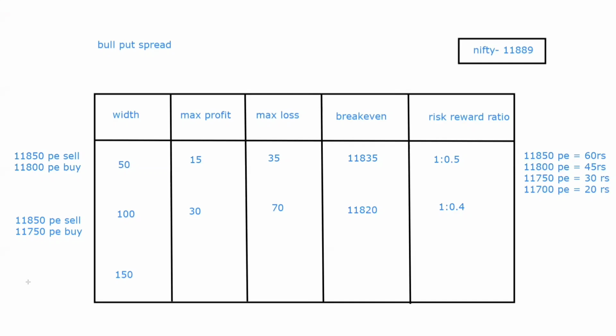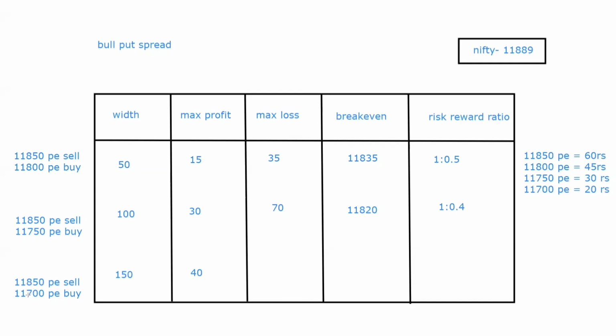And now the third type, that is 150 point width. 150 point width is 11850 PE sell and 11700 PE buy. So 11850 PE sell is trading at 60. 11700 PE buy is trading at 20. 60 we are getting, 20 we are giving. 60 credit, 20 debit. 60 minus 20 is 40. 40 is the net credit. Net credit means the profit. Profit is 40. Simple. And the maximum loss: the maximum loss is the strike difference minus the credit.